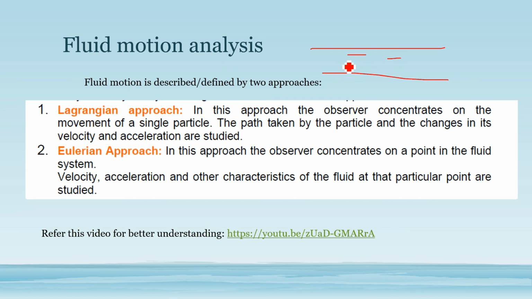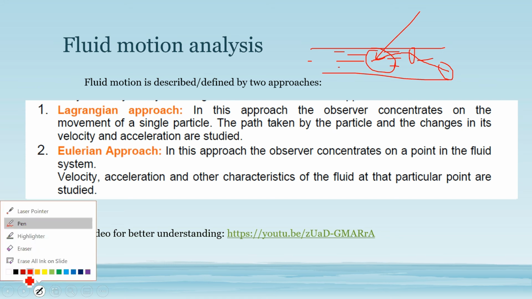Suppose this is a river. There are thousands of particles, but we take only one. We consider this specific particle, and we see how it moves from here to here. So we observe and analyze this particle only. If this is moving in this direction, we can find out that it has a path line like this. So this is how the Lagrangian approach is done.